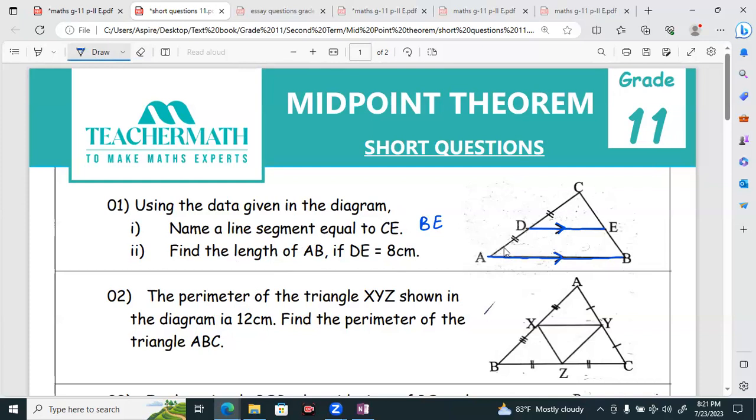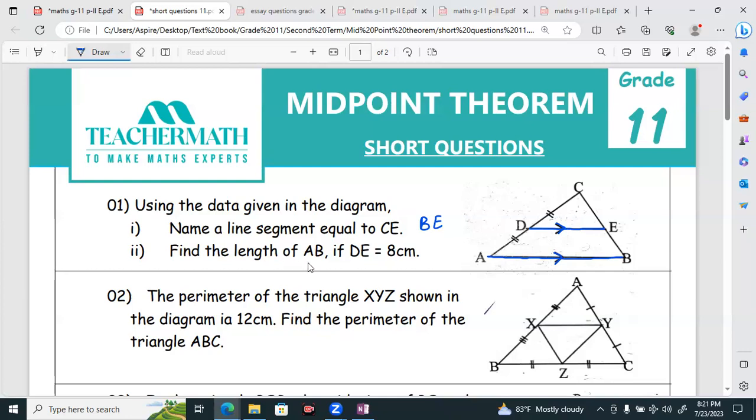because the converse of the theorem says that the parallel straight line segment which is drawn from the midpoint of one side to the other side bisects the third side. Okay.